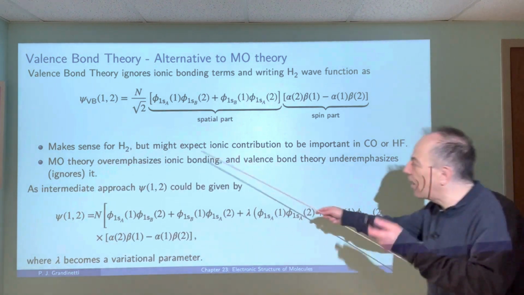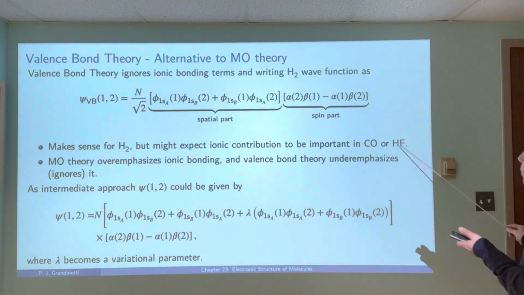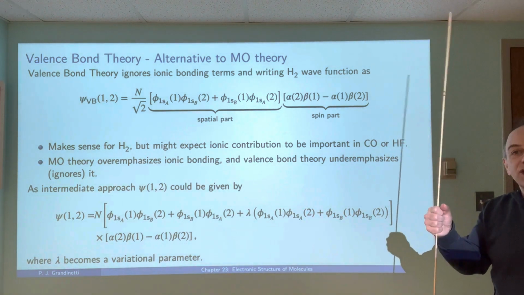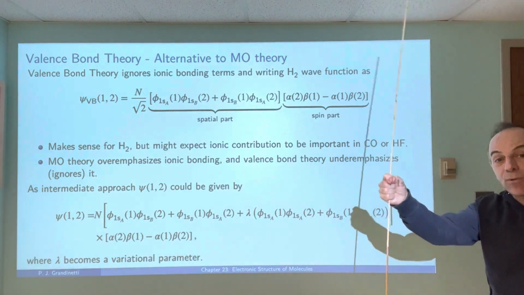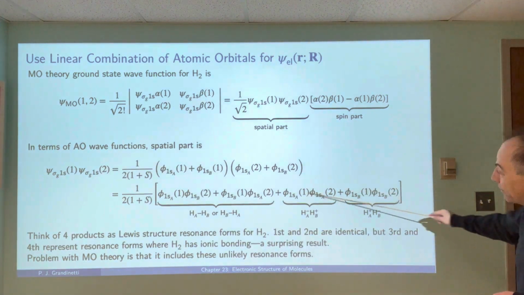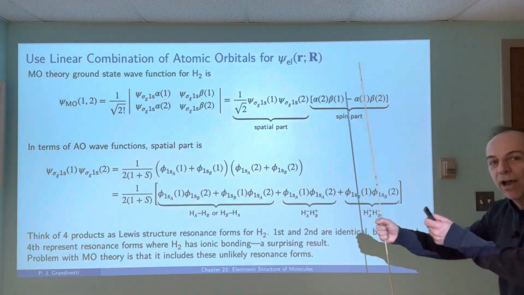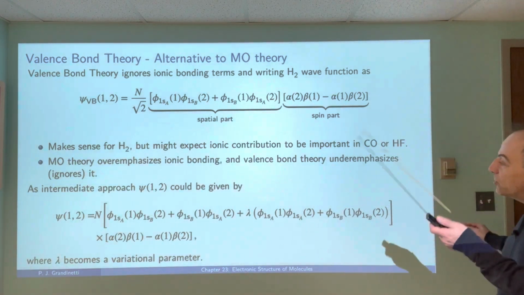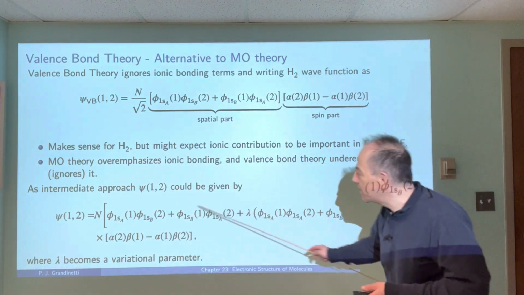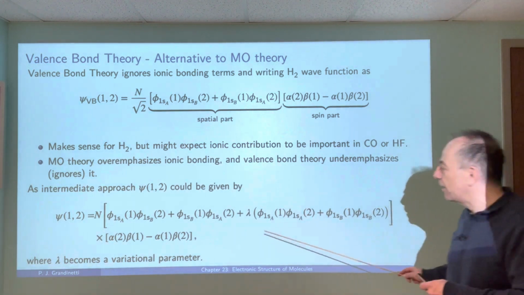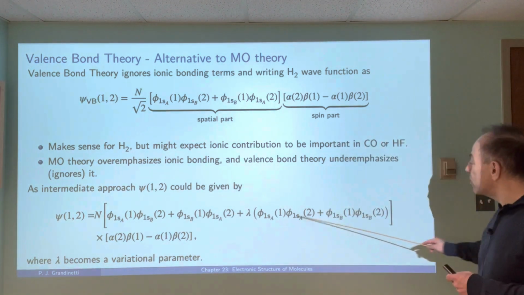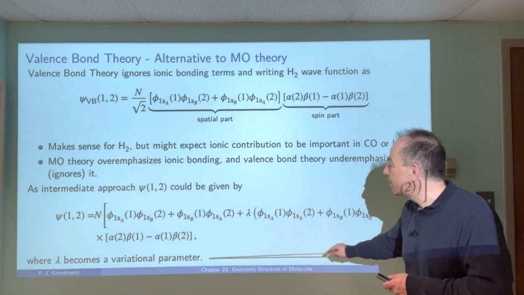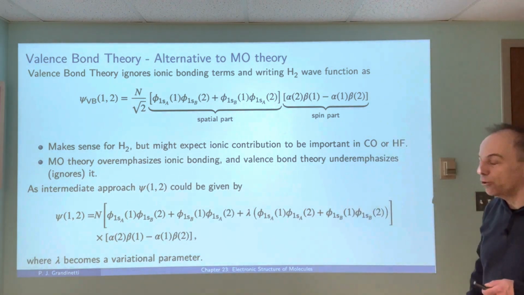This makes sense for hydrogen, but on the other hand, if we were looking at HF or carbon monoxide, where we expect the electrons to spend more time on one side than the other, then we might want to include these terms where the electrons have a higher probability to be on one side. So we want some kind of approach, and we're going to develop this, that takes an intermediate ground, where we include these terms but also include these ionic terms here with perhaps some coefficient, some kind of parameter that we can use in a variational approach.